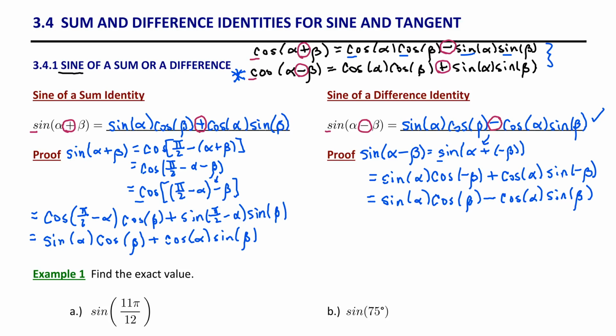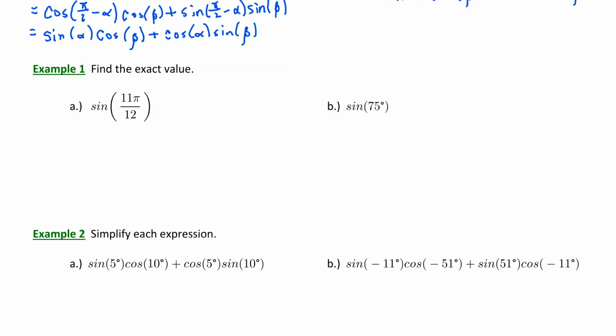Notice that we built the proof for the sine of a difference formula on the previously established formula sine of a sum. We built the sine of a sum formula on a previously established cofunction identity. So all of these identities work together to establish all of these interesting relationships between our trig functions. Let's look at how we might use these formulas in a calculation.